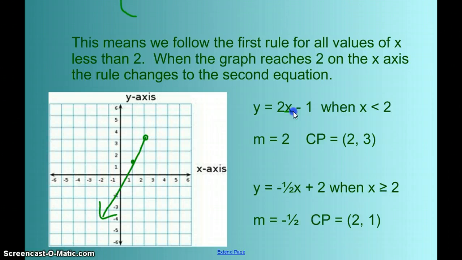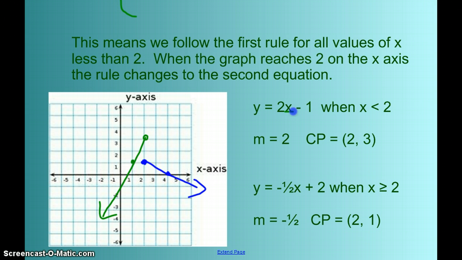So I pull out my critical point of 2, 1 and I'm going to graph that with a closed circle because that's for x is greater than or equal to 2. So therefore that is a closed circle. And my slope of my line is negative 1/2. So I would go down 1, right 2. And now, because we're going to the right, because we're graphing the line where x is greater than or equal to 2, we are going to just do a standard slope. Down 1, right 2, and we draw in our line.